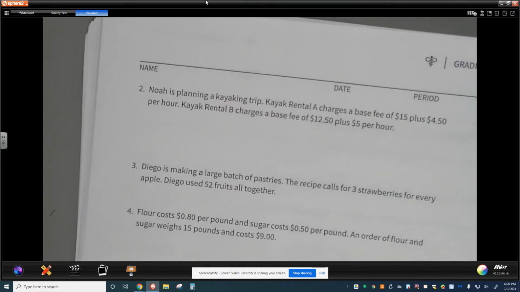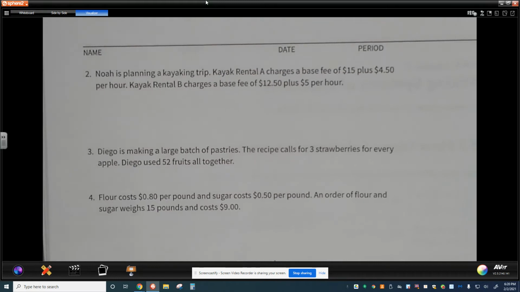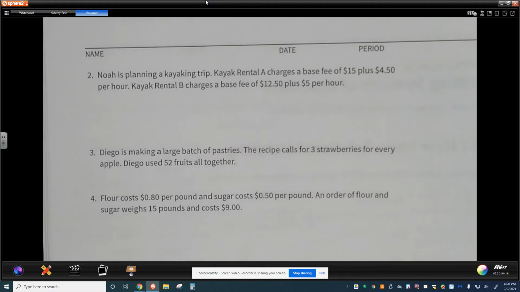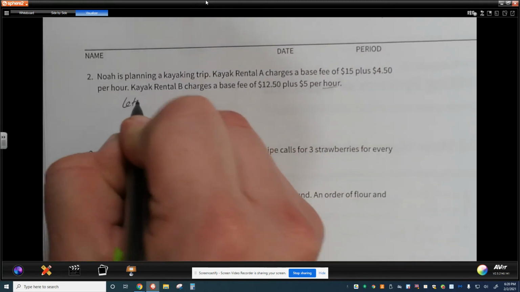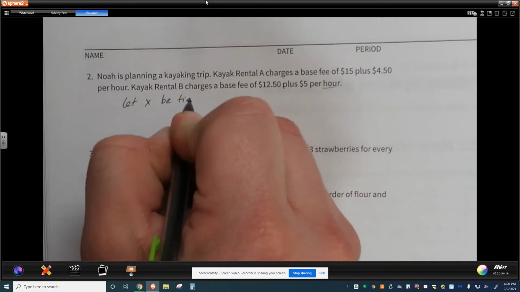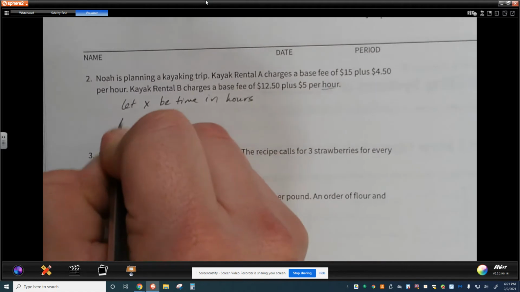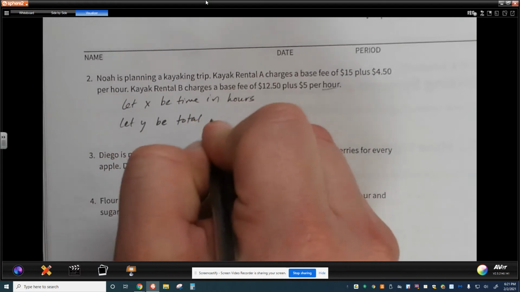So that's what that one does. Number 2, we have Noah is planning a kayaking trip. Kayak rental A charges a base fee of $15 plus $4.50 per hour. Kayak rental B charges a base fee of $12.50 plus $5 per hour. This one's kind of cool because we can see a couple things right away. First off, I think it's pretty easy that we're talking about time in hours. So let's let X be time in hours, and then let Y be the total rental fee.